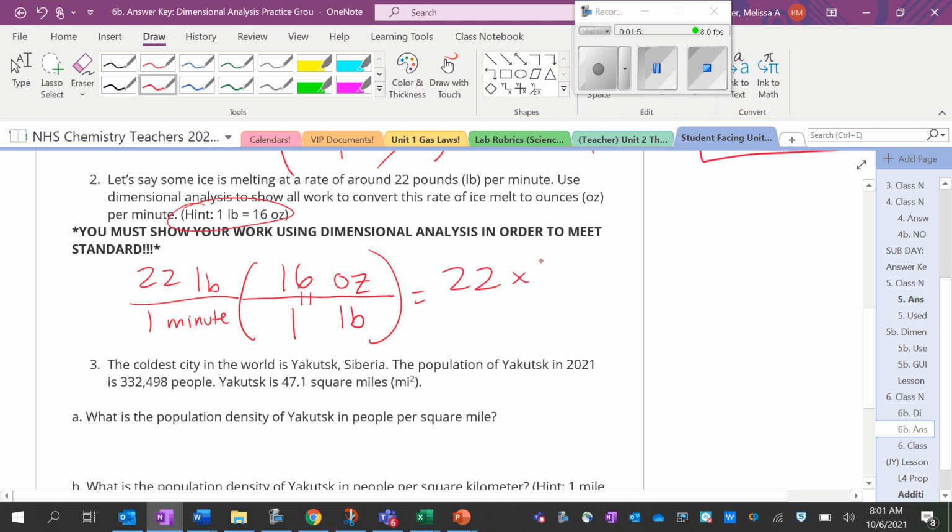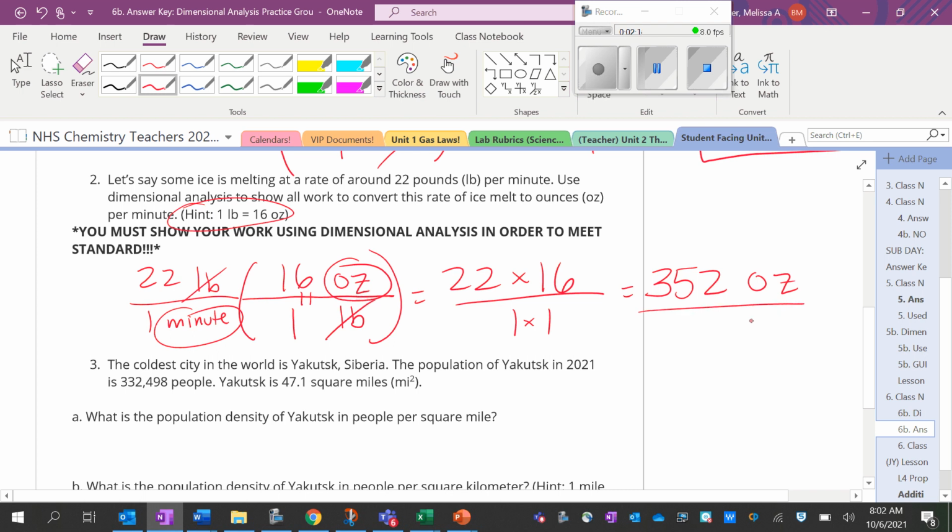Multiply across the top, divide by the bottom, 1 times 1. And pounds are canceling out. We're going to be left with ounces per minute. 22 times 16, that's 352 ounces per minute. Usually just written like that. Box my final answer.